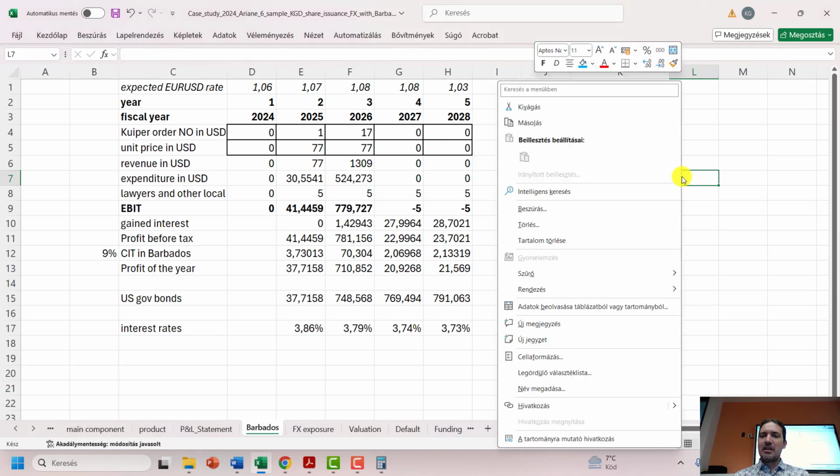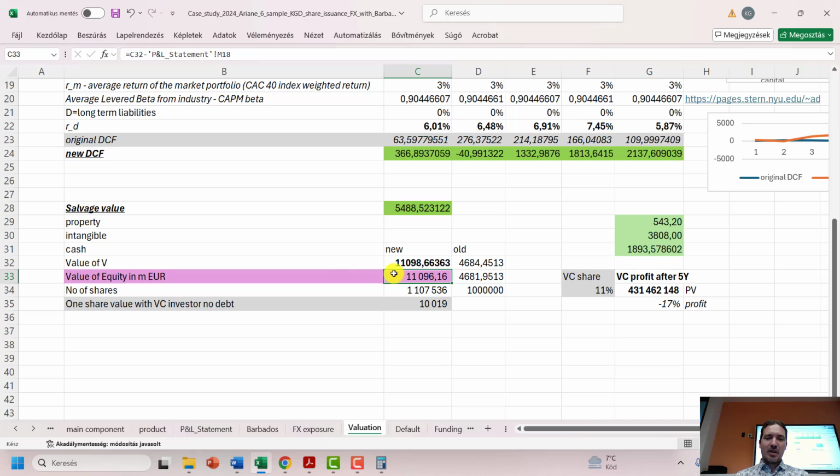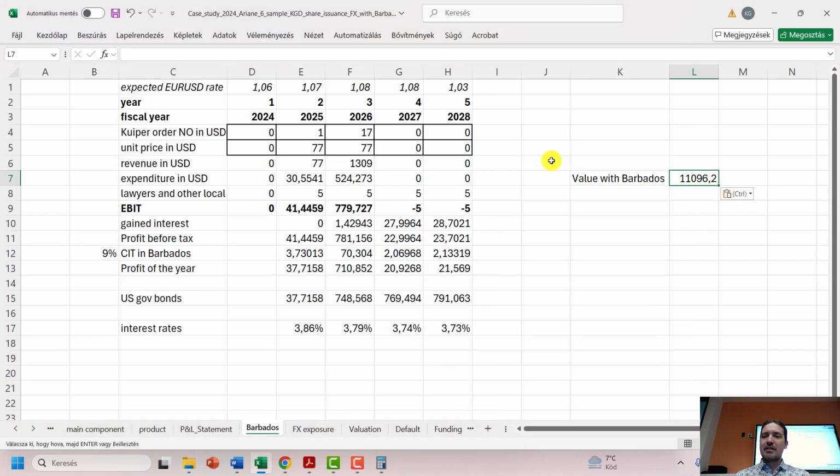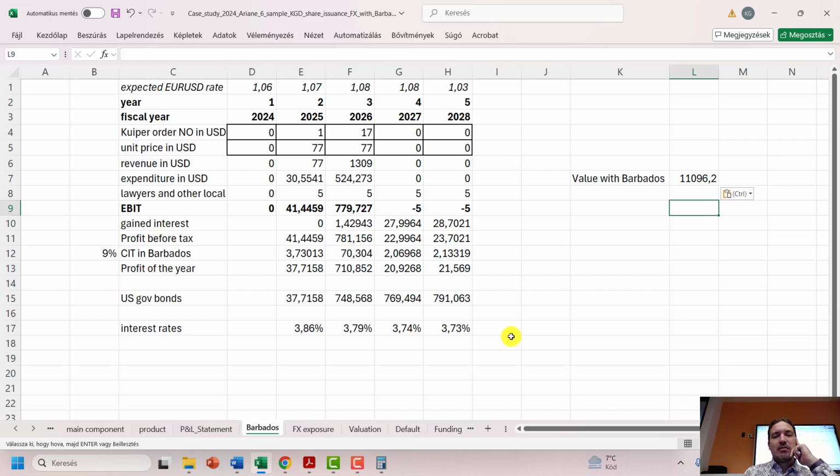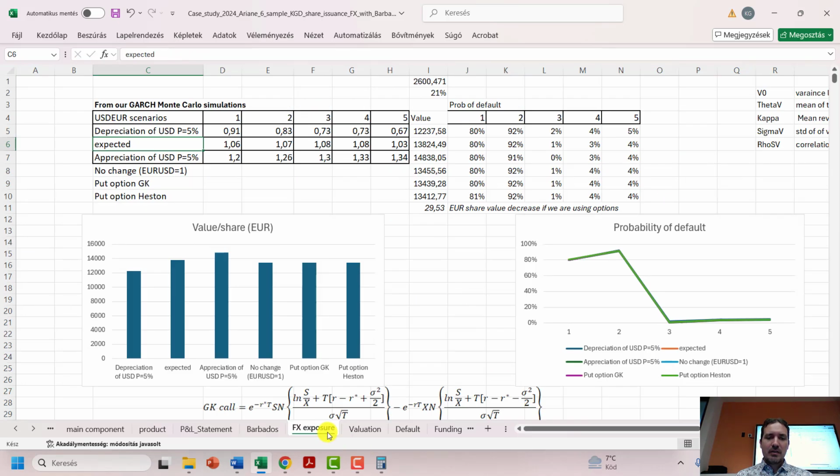And the question is how can we add Barbados to the valuation? Usually companies are blind to this. Because in this case we should also add Barbados to the valuation, but how can we do this? So right now let's say that it's not recognized. Without Barbados, okay, we should check the results from the valuation. Where was the value? There is the value.